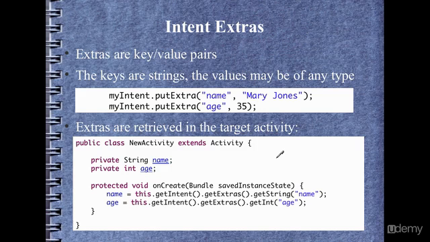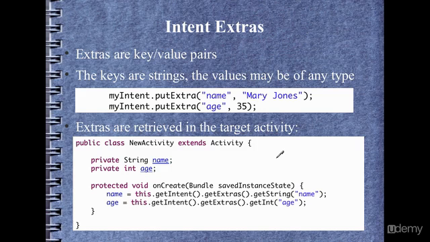We have a string, Mary Jones. We can put an age extra, and her age is 35. And this is a number of some kind. So we might read that number as an int. We might read it as a float. That doesn't matter. That's on the other end when we get the extras.